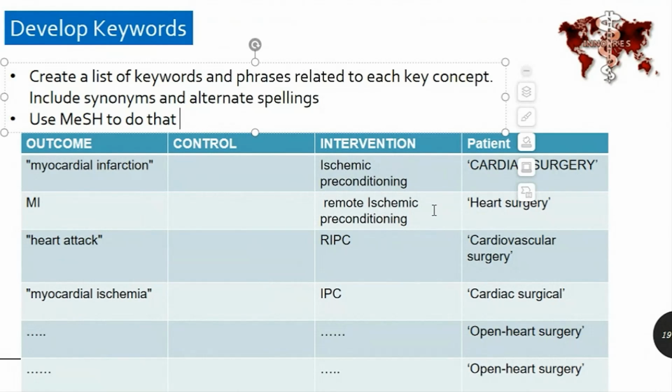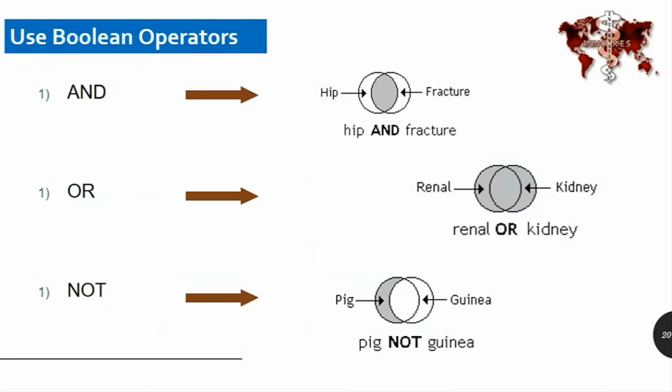Then, intervention also, the same thing. They have added the synonyms as well as their short forms. Similarly, for the patient or population: cardiac surgery, heart surgery, cardiovascular surgery, cardiac surgical, open heart surgery, and whatever you can find. Then, of course, you have to use Boolean operators to build the search terms.